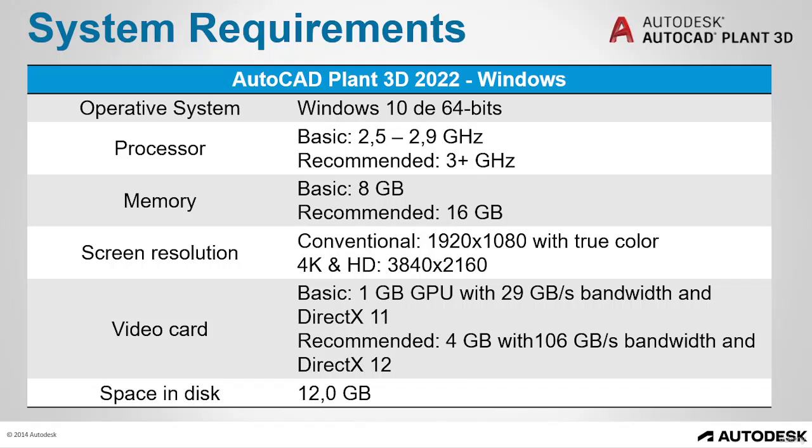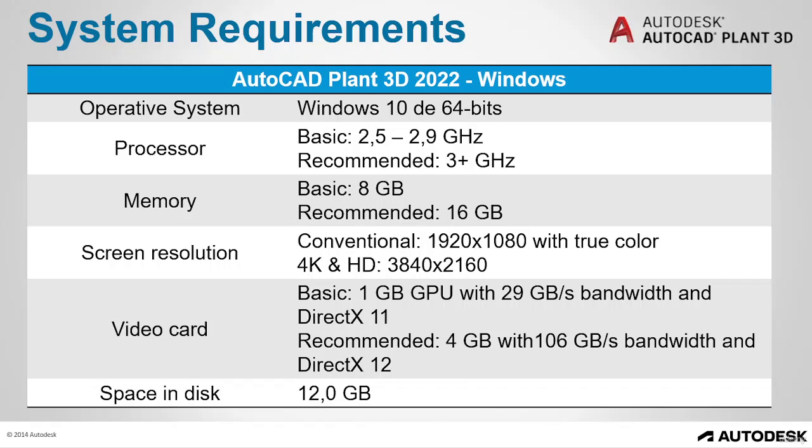If you're going to install Autodesk AutoCAD Plant 3D on a Windows computer, you will require an operating system of Windows 10, 64 bits, or even higher. This is important. This is for the 2022 version. If you're going to install a previous version, it's important that you check the Autodesk website for the specific requirements for the version you're going to install.